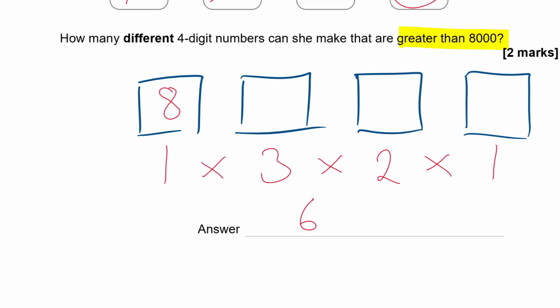Another way of doing it would be an exhaustive approach where you just wrote down all the various values until you had all the different ones. So 8,245, 8,254, etc. until you got through all of them. Either way, you're going to get 6 values.